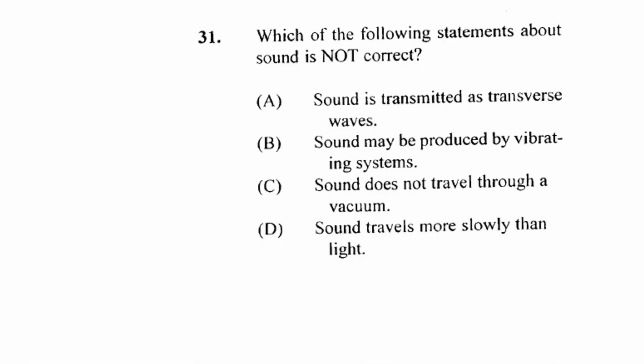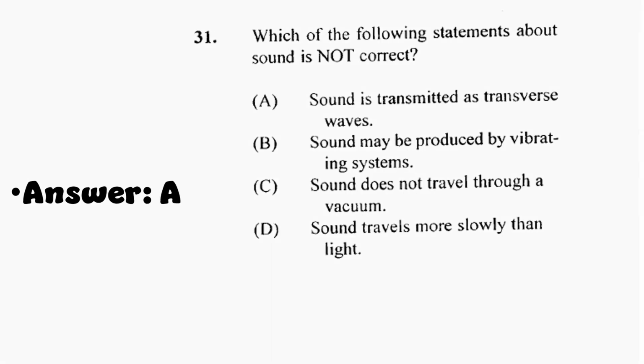Number 31. Which of the following statements about sound is not correct? A. Sound is transmitted as transverse waves. B. Sound may be produced by vibrating systems. C. Sound does not travel through a vacuum. D. Sound travels more slowly than light. Well, this is related to one that we had seen before. The answer is A. Sound is transmitted as transverse waves is not correct because sound waves are longitudinal. B, C, and D are indeed correct statements.